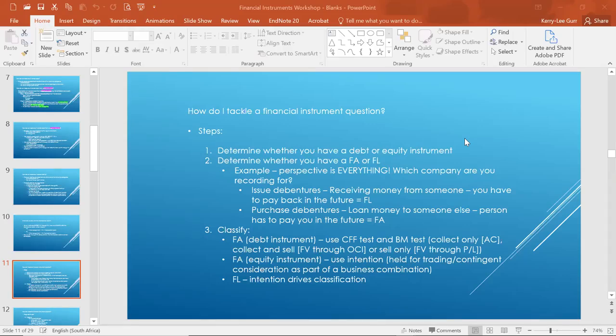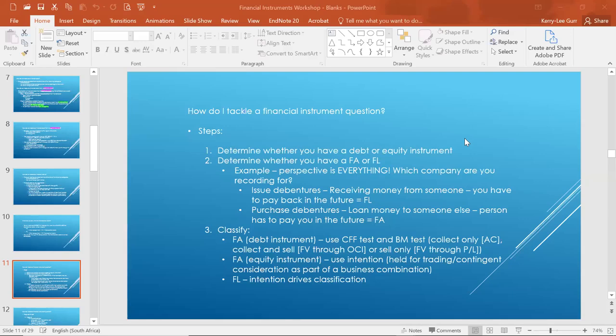And that's because it's all about the different perspectives. So you have two different companies on opposing ends of a transaction. So you might have a company that issues debentures. If they're issuing a debenture, say in your mind, they are writing an IOU. So they're issuing a debenture. It means they're writing out an IOU. It means they're receiving money today and they're going to pay it back in the future. If you have to pay somebody money back in the future, we know we're going to have a financial liability.